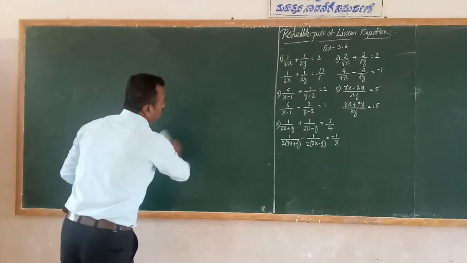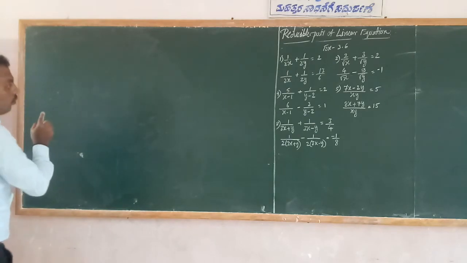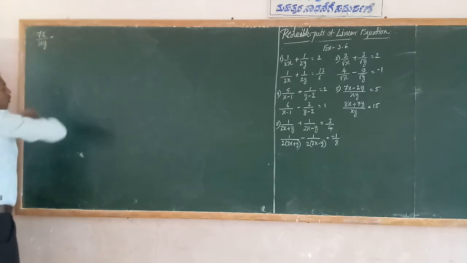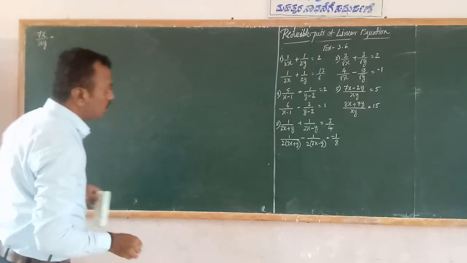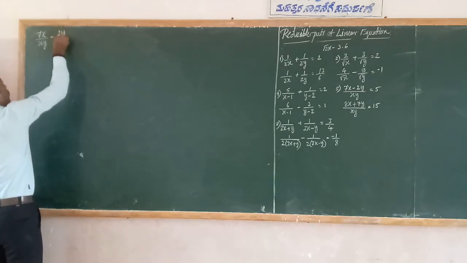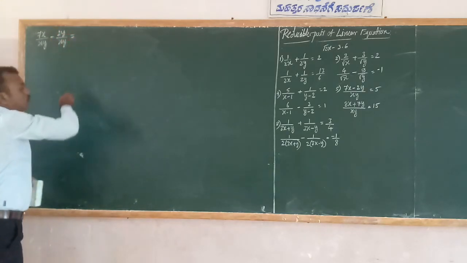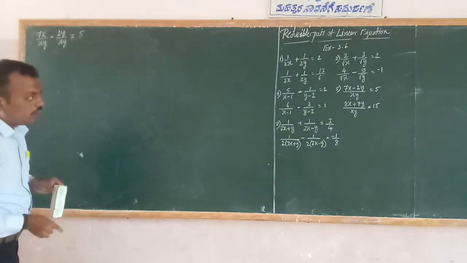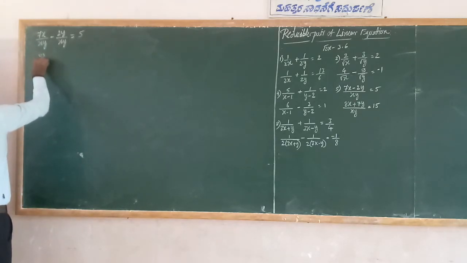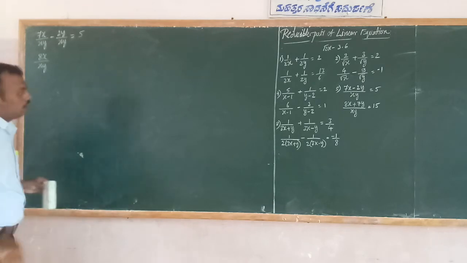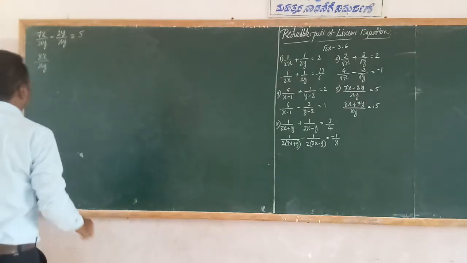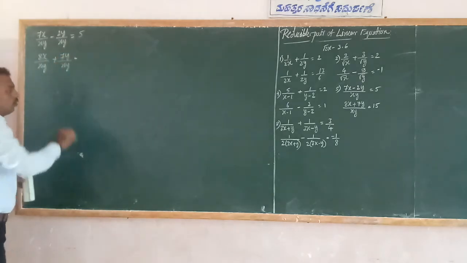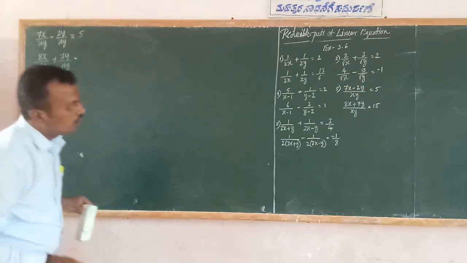Yes. First you have to split the term 7x minus 2y. So 7x whole upon xy minus 2y whole upon xy is equal to 5. The second equation is like that only. 8x whole upon xy plus 7y whole upon xy is equal to 15.